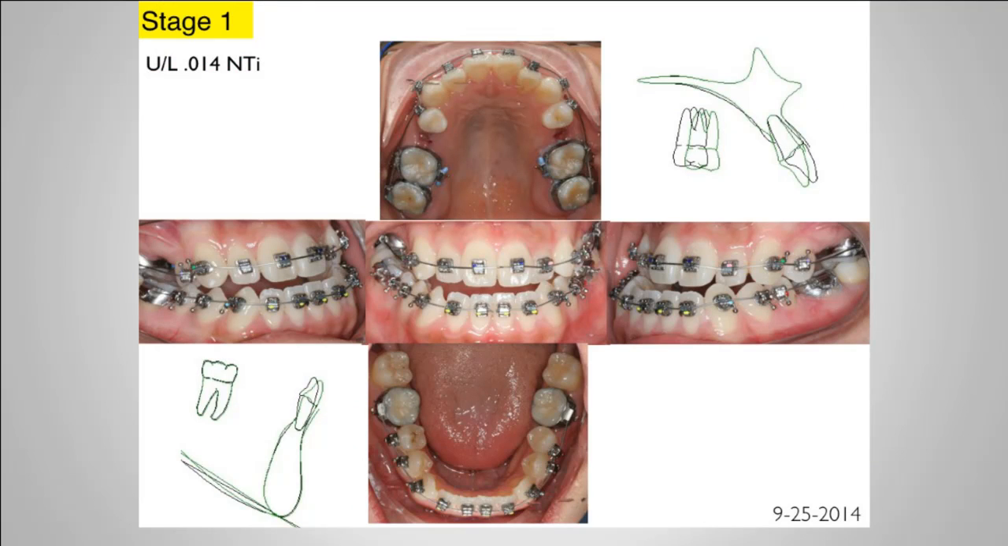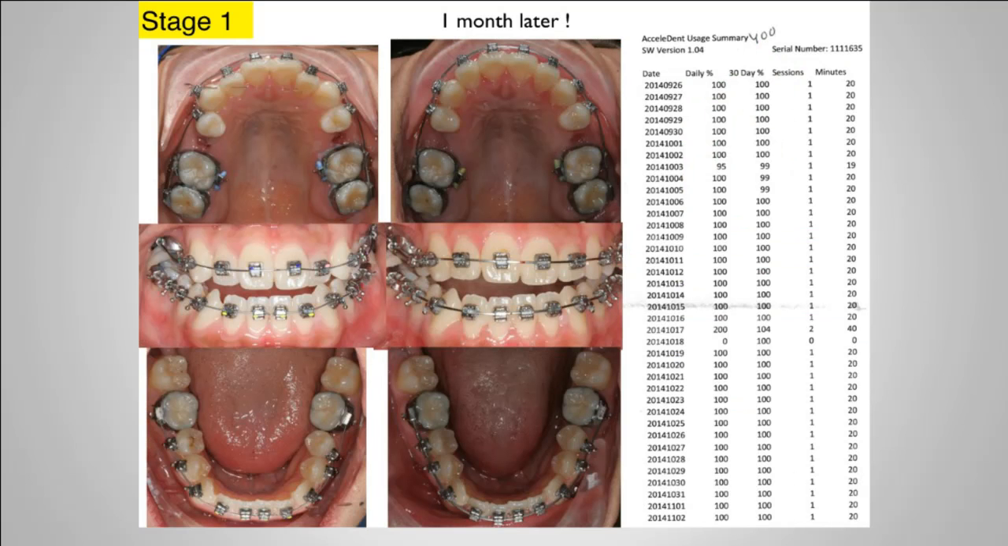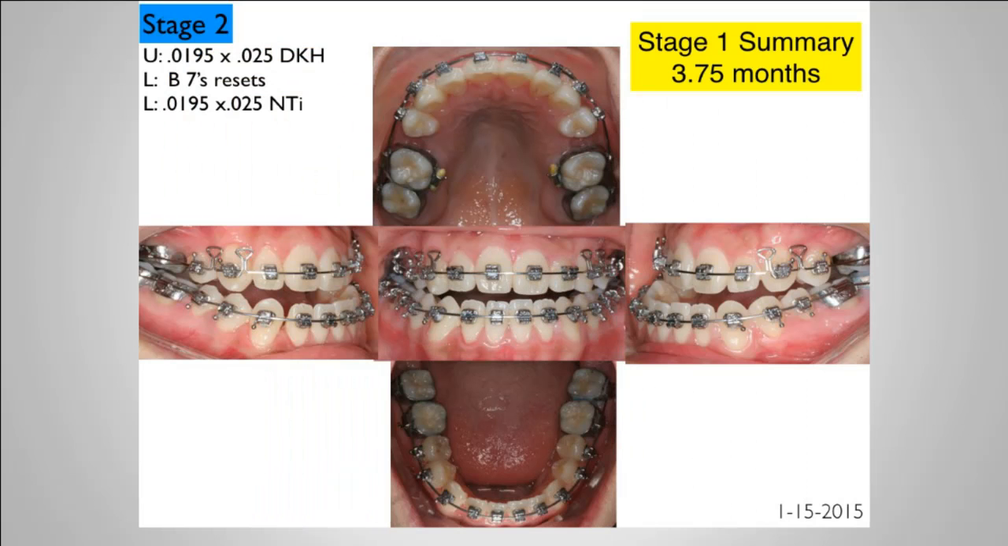We took out 2 upper second bicuspids to alleviate the crowding, and let's watch and see how fast this space closure takes. Stage 1, leveling and aligning. Now the lower arch will be very easy. 100% compliance. 1 month later, the teeth are straight on the upper and almost straight on the lower. 1 month.